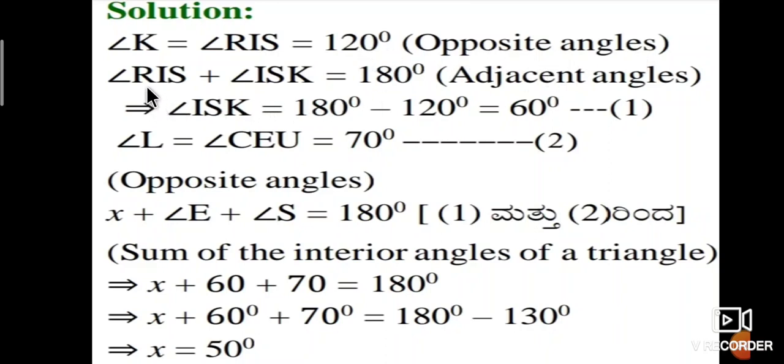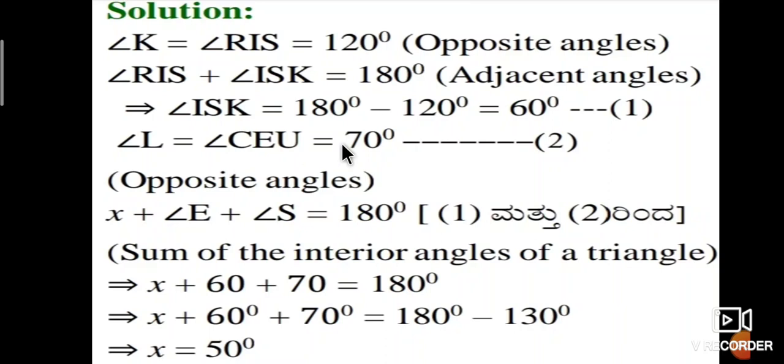Therefore, angle RIS plus angle ISK is equal to 180 degrees because they are adjacent angles. Therefore, angle ISK is equal to 180 minus 120, that is equal to 60 degrees. Therefore, angle L is equal to angle CEU, that is equal to 70 degrees, because they are opposite angles.